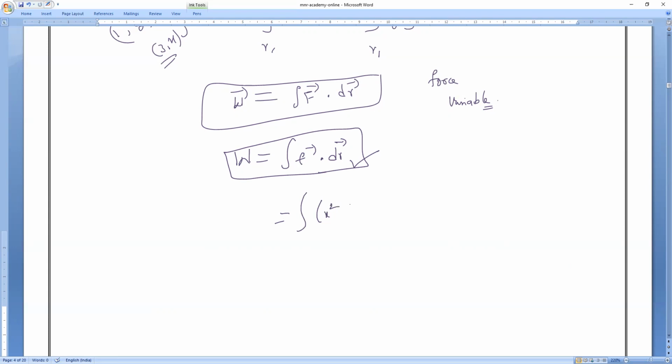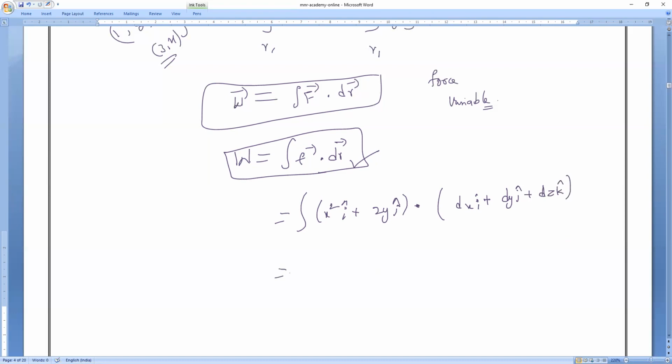x square i cap plus 2y j cap. Next, dot dr is equal to, just now we studied, dx i cap plus dy j cap plus dz k cap. Am I right, all of you?